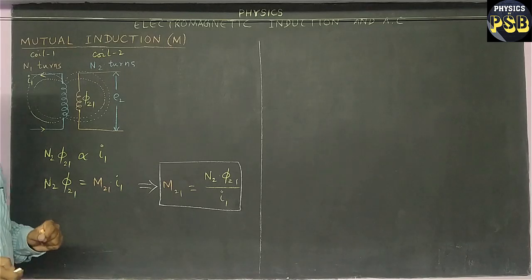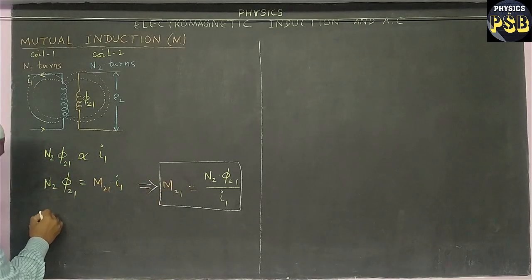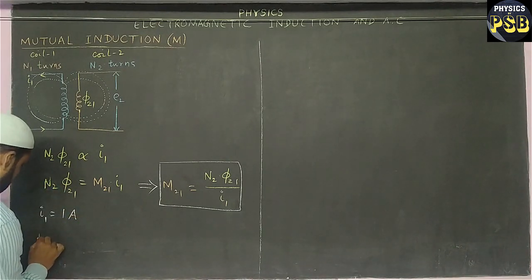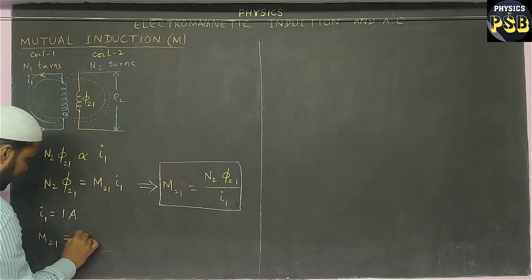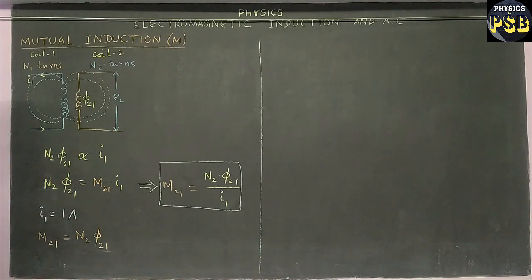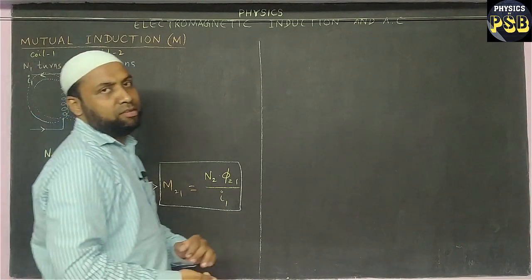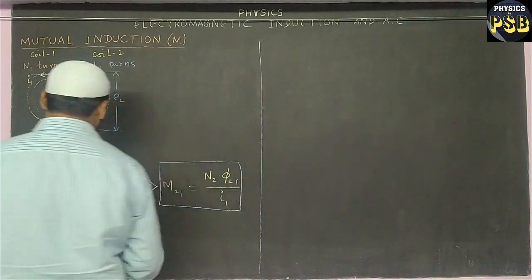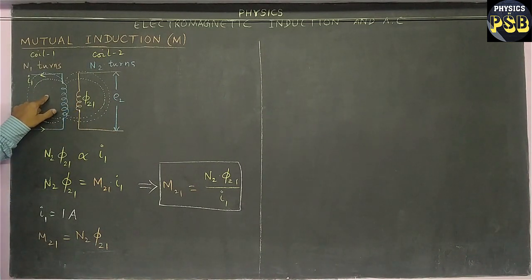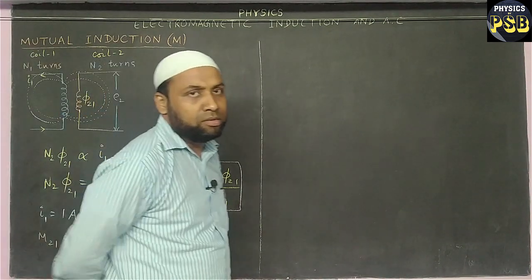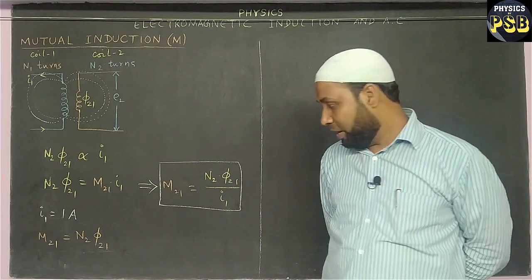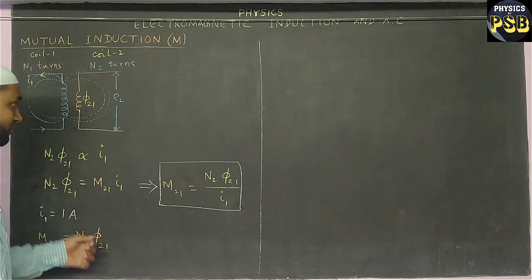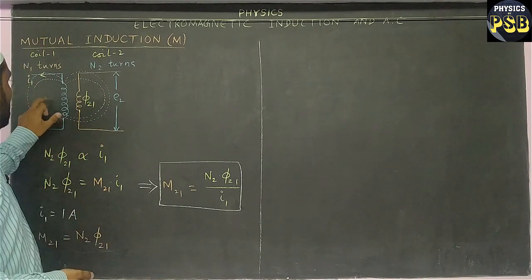Now, suppose I say that the current passing through the first coil, which is I1, is equal to 1 ampere. Then this equation will become M21 equal to N2 phi 2 1. This shows that mutual inductance will be equal to the magnetic flux linked with the second coil due to the flow of current in the first coil when 1 ampere current flows through the first coil. I repeat, the mutual inductance will be equal to the magnetic flux linked with the second coil when 1 ampere current flows through the first coil.